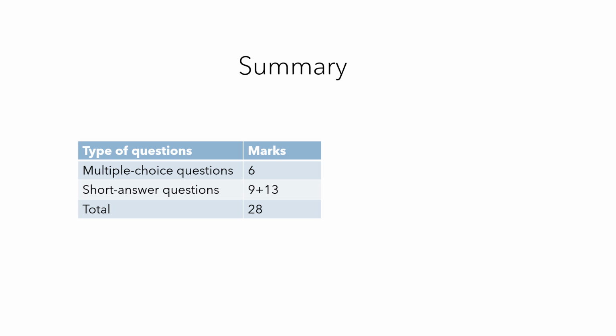There are 6 multiple-choice questions worth 6 marks, and 2 short answer questions worth 22 marks in this section on equilibrium and rate of reaction. The overall score for this section is 28 marks. With a total possible score of 120 points, the percentage for this section was 23.3% of the total score.